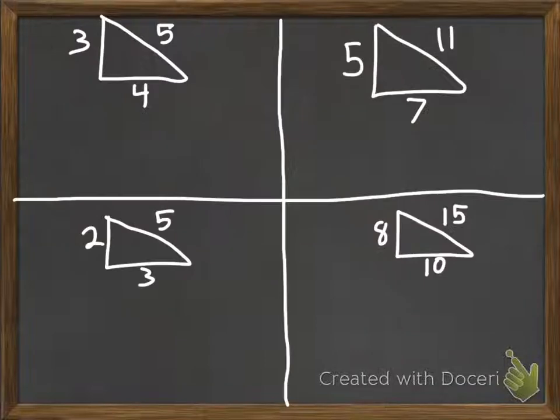So now let's apply these in a couple of examples. All you're going to do is use these inequalities and see whether or not these triangles are acute, right, or obtuse. So I want you to go ahead and pause the video and work these out with your group.